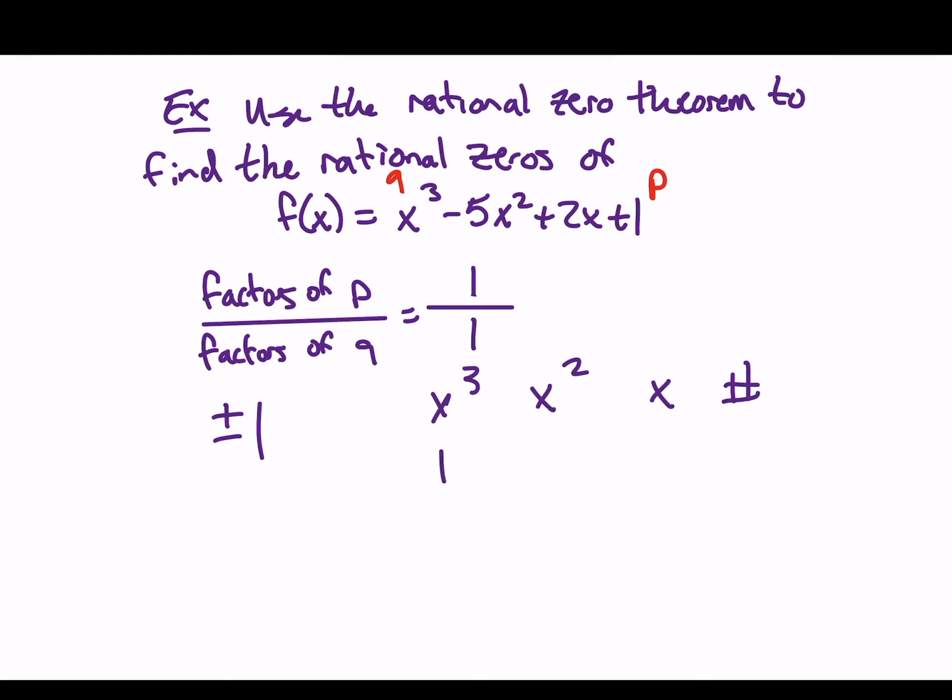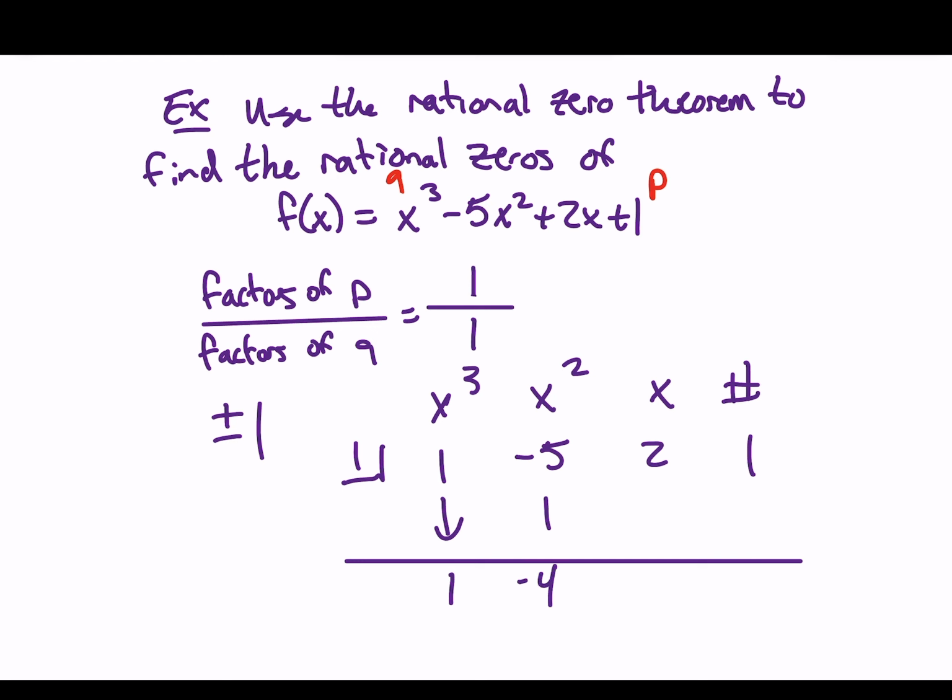and our coefficients are 1, -5, 2, and 1. We'll start out trying to see if 1 is a 0, so we bring that down. So 1 times 1 is 1, -5 plus 1 is -4, 1 times -4 is -4, 2 plus a -4 is -2, -2 times 1 is -2, and 1 plus a -2 is -1. So x equals 1 is not a 0.